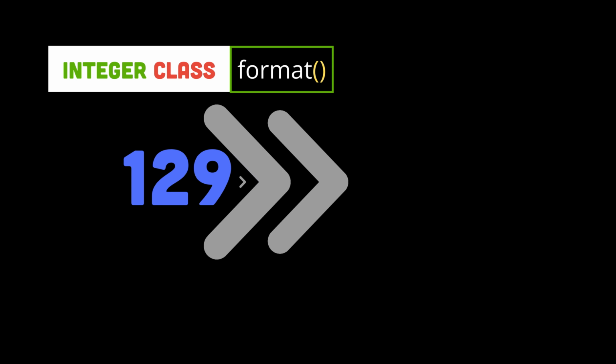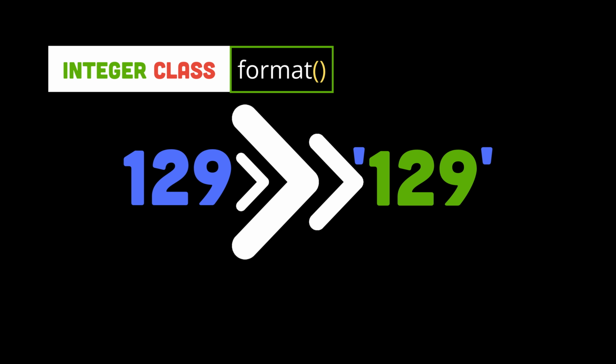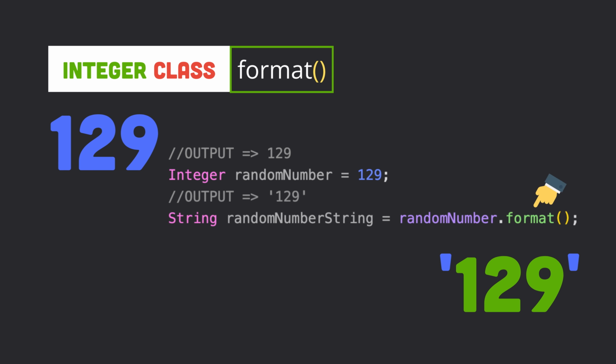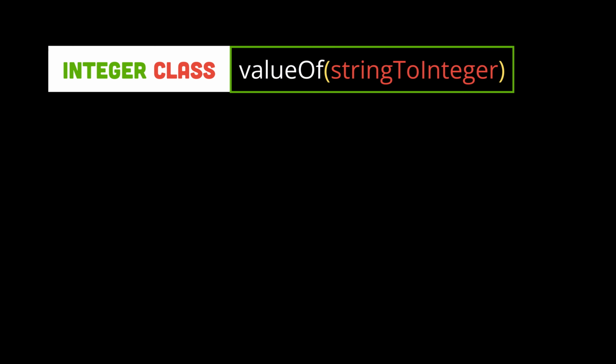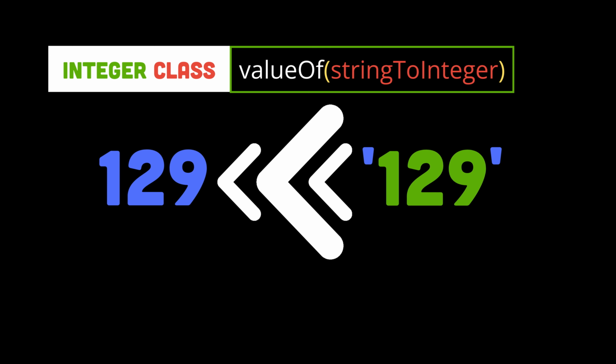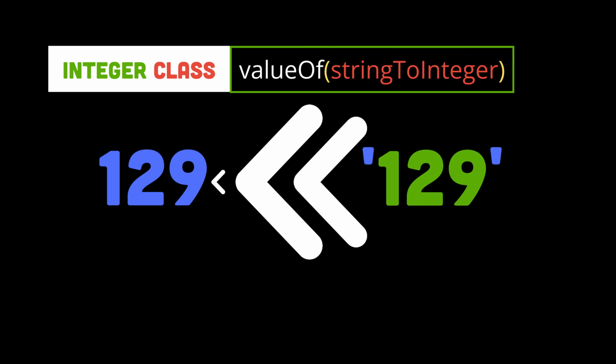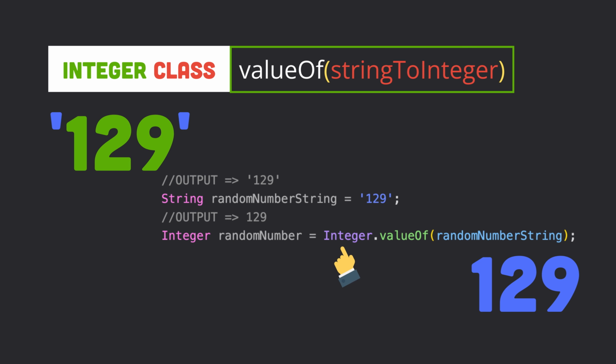The format method will basically convert an integer to a string. We do this by applying the format method to a variable which will return the output as a string. The valueOf method is quite the opposite. It converts a string to an integer. In the code, we use the valueOf method of the integer class and pass the random number string as the parameter, resulting in an integer conversion.